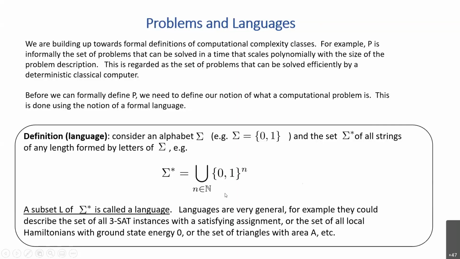So now a subset of this infinite universe of strings is called a language. Okay, that sounds extremely general. It's just some set of strings, basically. But they would be associated with some meaning. So, for example, a language could be the set of all 3-SAT instances with a satisfying assignment, or the set of all local Hamiltonians with a ground state energy 0. And of course, they're strings, so they're describing the objects in that set. Okay, so a language is a set of strings.